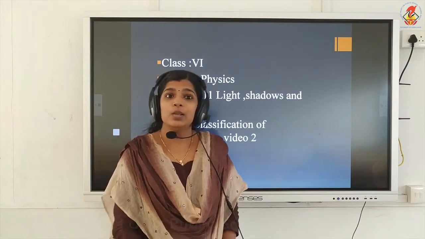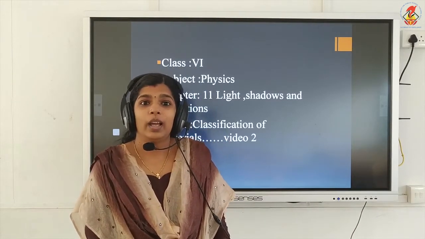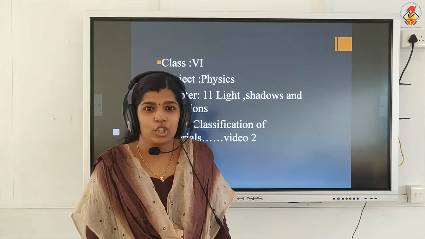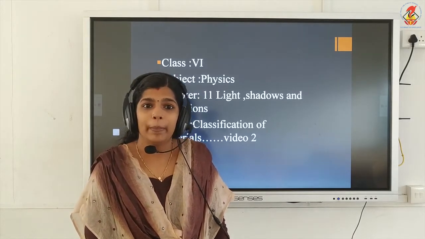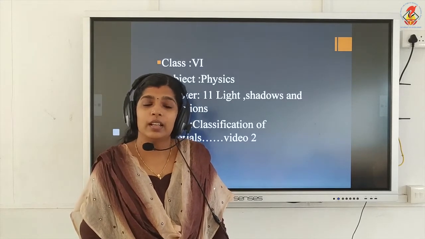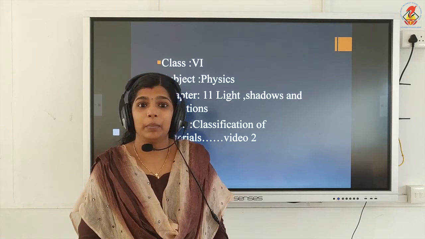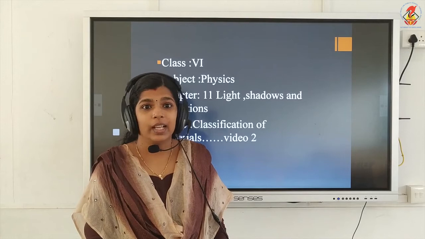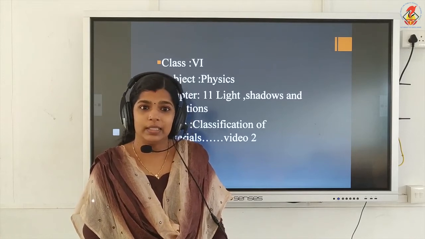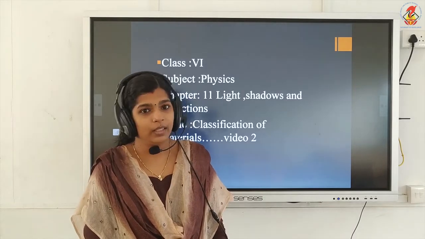Then there are translucent objects. That is, they will allow light to pass through partially. That is known as translucent objects. Examples: butter paper, tracing paper, frosted glass or ground glass. All those things are translucent materials.